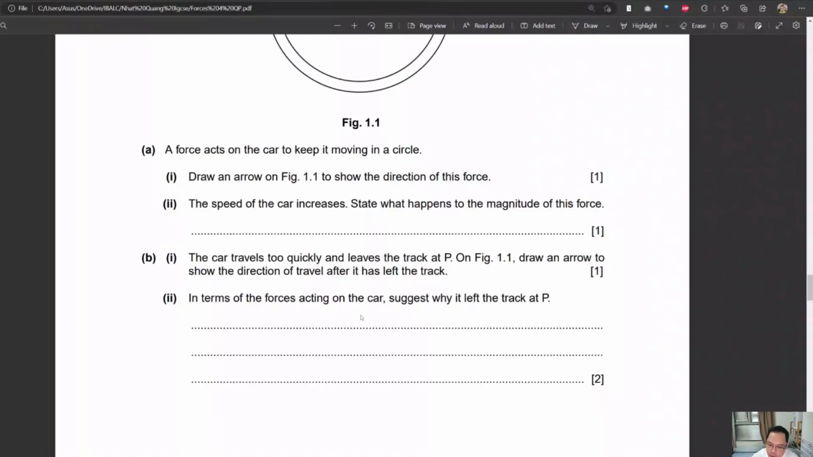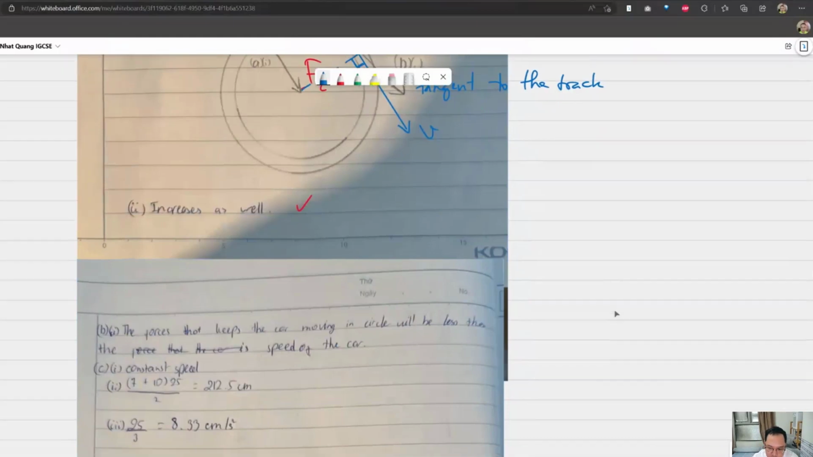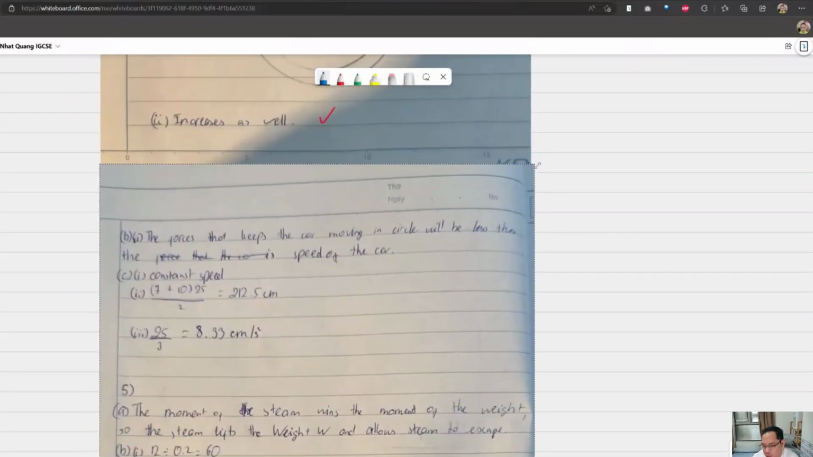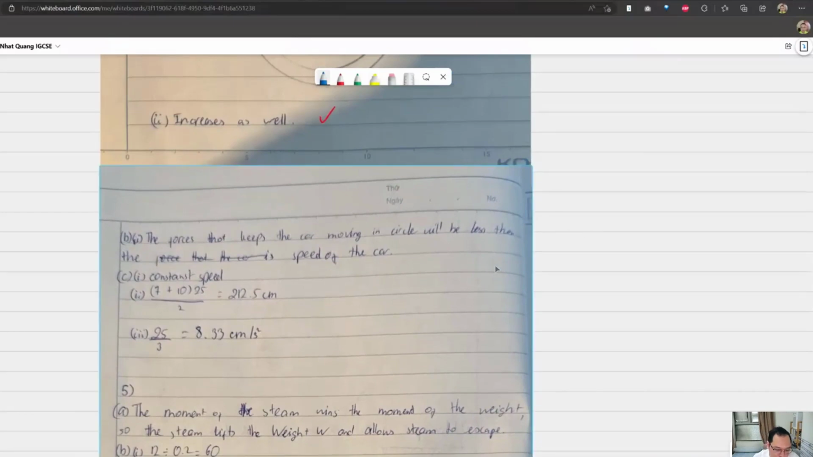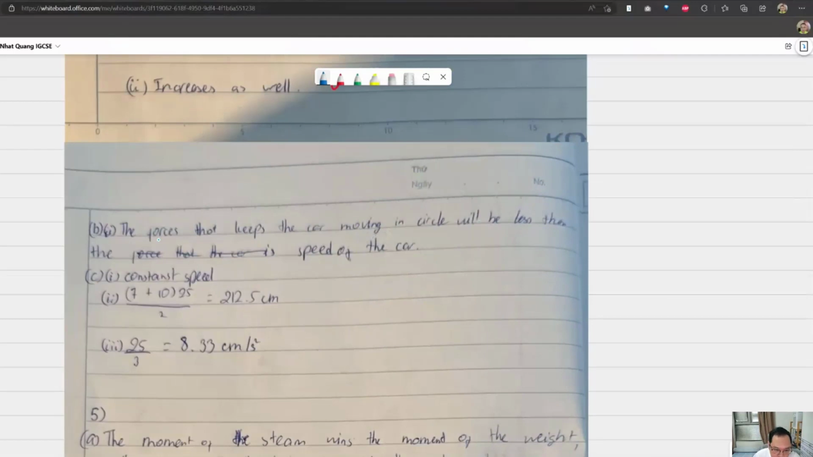In terms of the forces acting on the car, suggest why it left the track at P, because the force that keeps the car moving in a circle will be less than the speed of the car. No, you cannot compare a force with a speed. Like you cannot compare a person with an elephant. They are two different things. Okay, you were almost correct. The force that keeps the car in this case is the friction. This is just additional information, okay? Friction, or partly the normal force if the track is tilted.